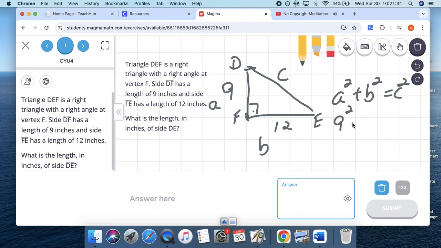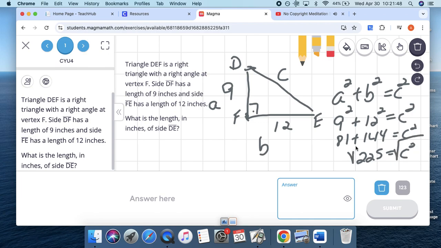A is 9 squared, B is 12 squared, equals C squared. So that's 81 plus 144 equals C squared. And 81 plus 144 is 225. And lucky for us, they give us a nice pretty number. Take the square root of both sides, and C, for our intents and purposes, is 15. So this C measures 15.